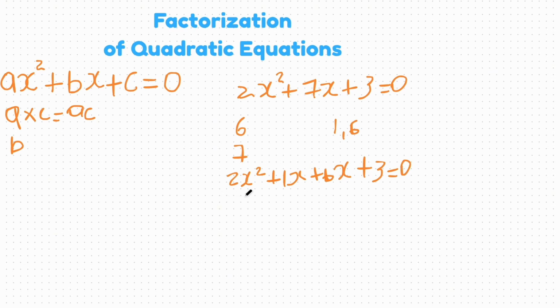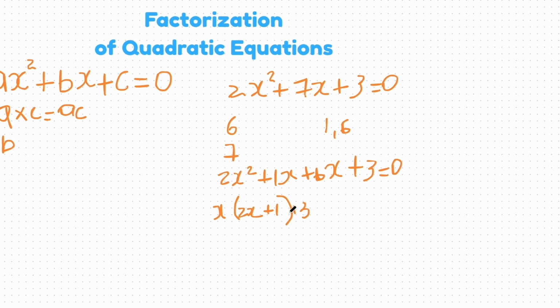We solve by the factoring method. So we need the HCF of 2x squared plus x, and that would be what? X. 2x squared divided by x, 2x. 1x divided by x, that's what? Plus 1. Close our bracket. The HCF of 6x plus 3, that would be 3. 6x divided by 3, that is 2x. And 3 divided by 3, that's positive 1. Close bracket. Equal to 0.